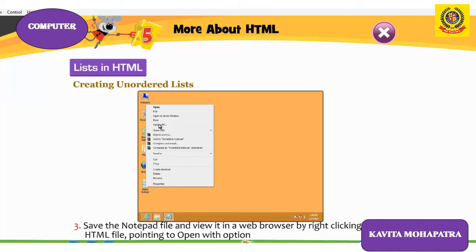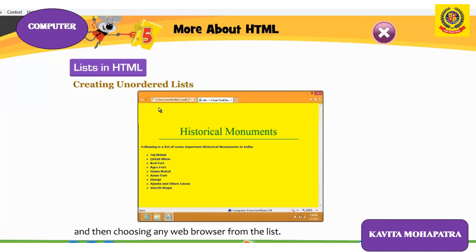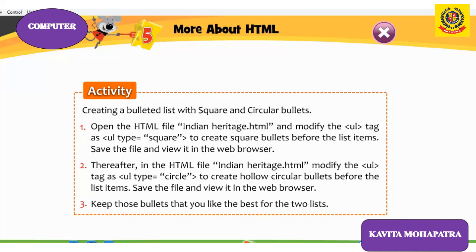One activity is given in page number 80. So you have to do that activity. Save the notepad file, view it, and then choose the web browser from the list. Now see, all the things appear in a list. So activity: creating a bulleted list with square and circular bullets.